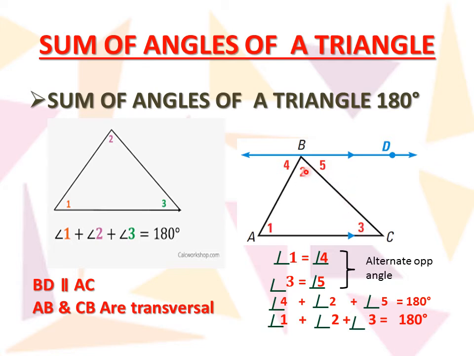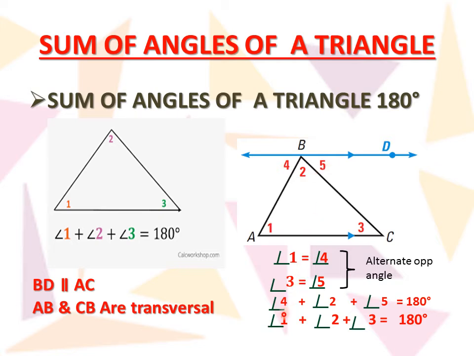Now next we see, since BD is a straight line, angle 4 plus angle 2 plus angle 5 has to be 180 degrees, as the angle of a straight line is 180 degrees. Angle 4, angle 2 and angle 5 are supplementary angles. You see, they form a straight line. So BD is a straight line, it has to be 180 degrees. So angle 4 plus angle 2 plus angle 5 is equal to 180 degrees.